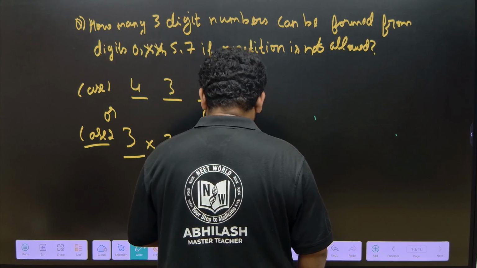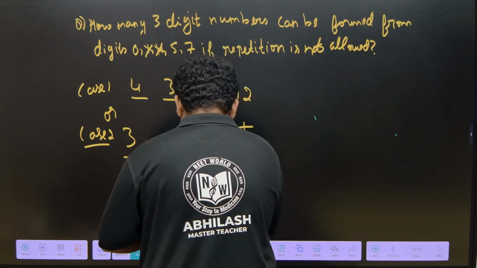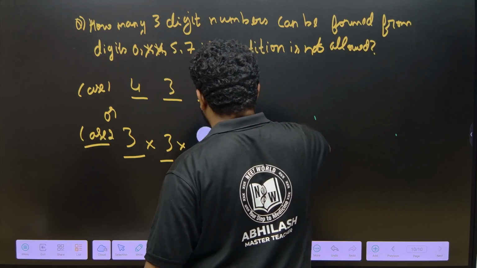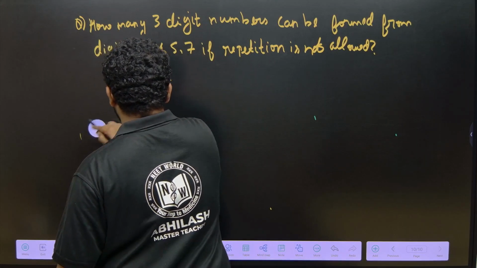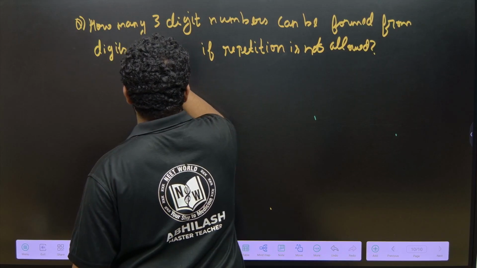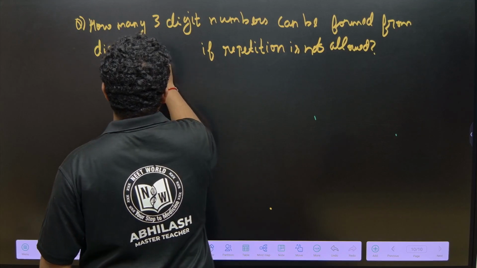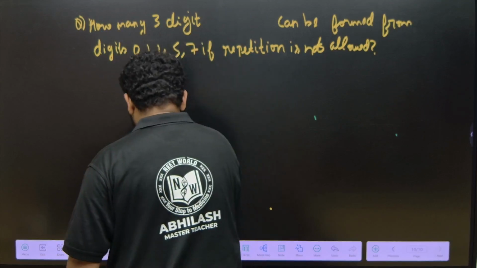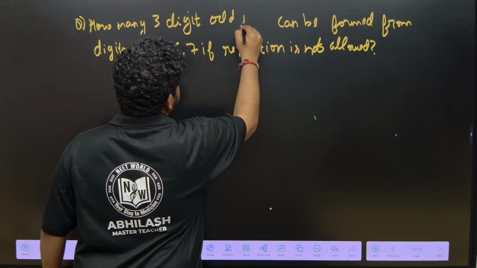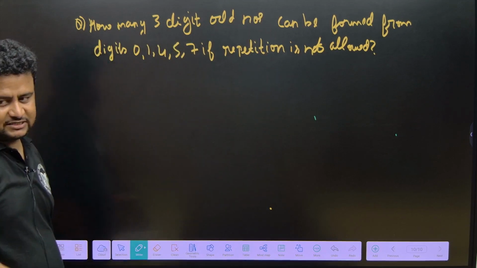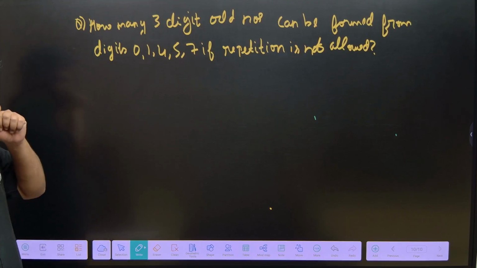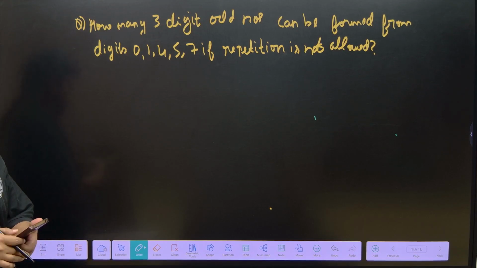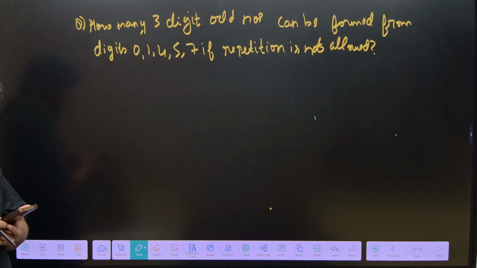Now same question. 0, 1, 4, 5, 7. The only thing I am changing is that I am asking how many 3 digit odd numbers can be formed from the digits 0, 1, 4, 5, 7 if repetition is not allowed. It is the same question, with only one change, that is odd numbers.